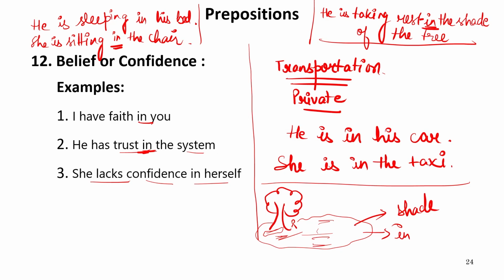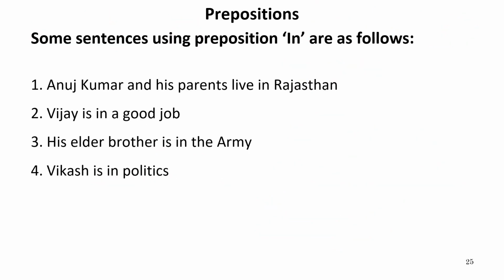Now here we will discuss some more sentences using preposition in. First, we have Anuj Kumar and his parents live in Rajasthan. Because they live in Rajasthan, it is showing the location. So we are using live in. Vijay is in a good job. His elder brother is in the army. So his position is in army. So here we are using preposition in. Vikas is in politics. So he's involved in this. So in is used as a preposition over here.